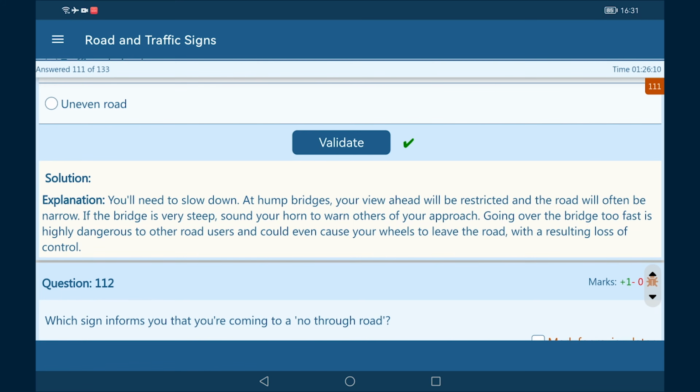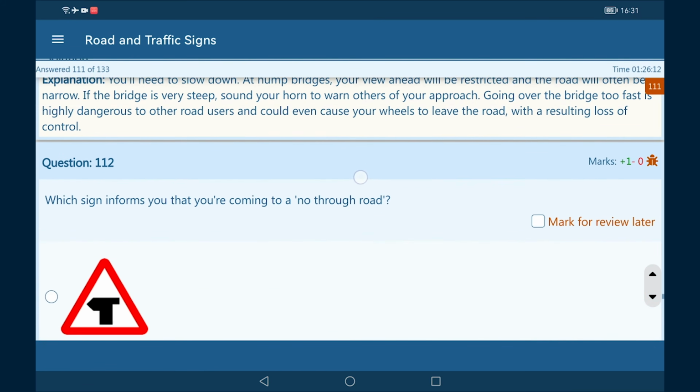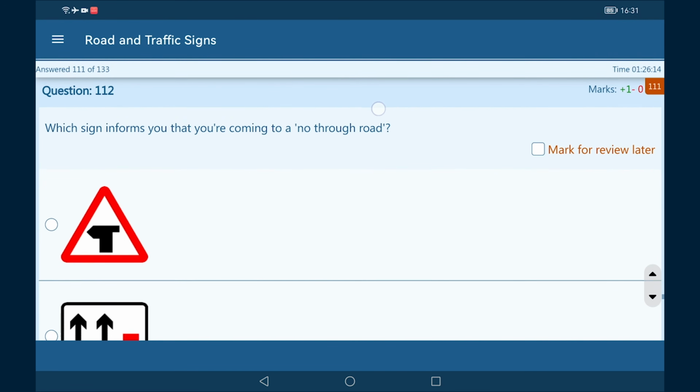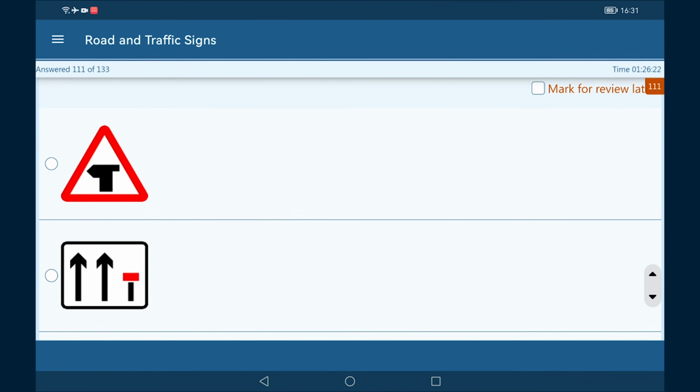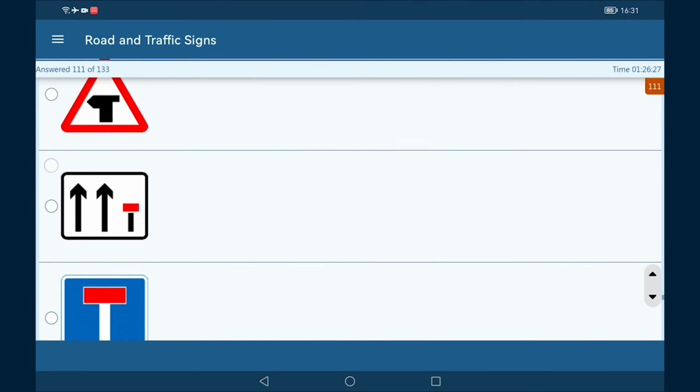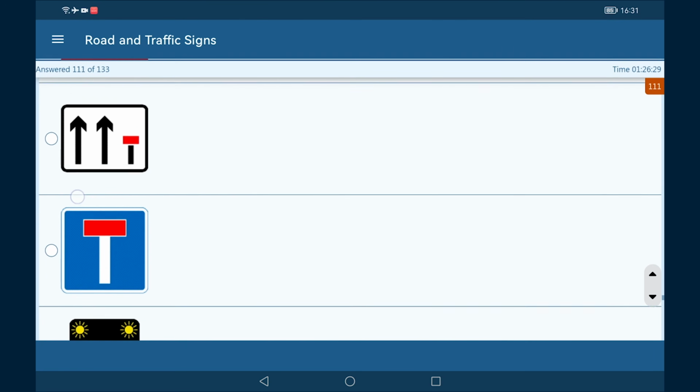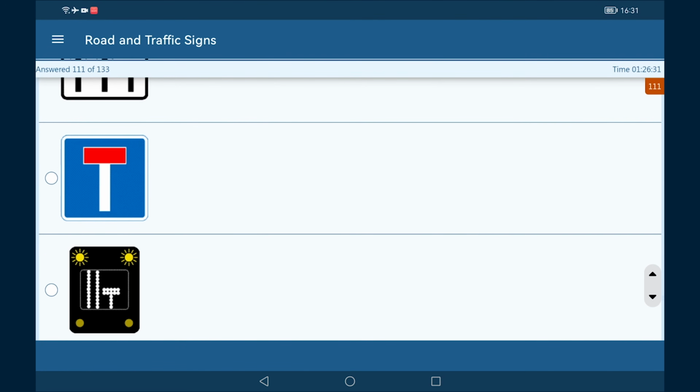Question 112. Which sign informs you that you're coming to a no-through road? Option 1. Image. Option 2. Image. Option 3. Image. Option 4. Image. The correct answer is Option 3.